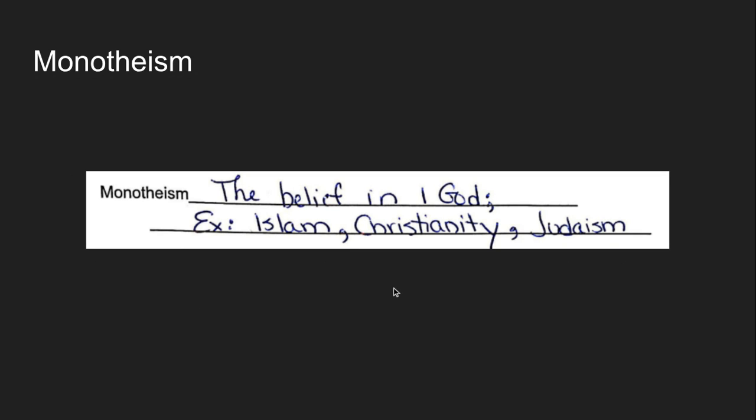Then you have monotheism. Monotheism is the belief in one God. So an example would be Islam, Christianity, Judaism. They only believe in one God, different from what the Greeks dealt with, where they had a bunch of gods.